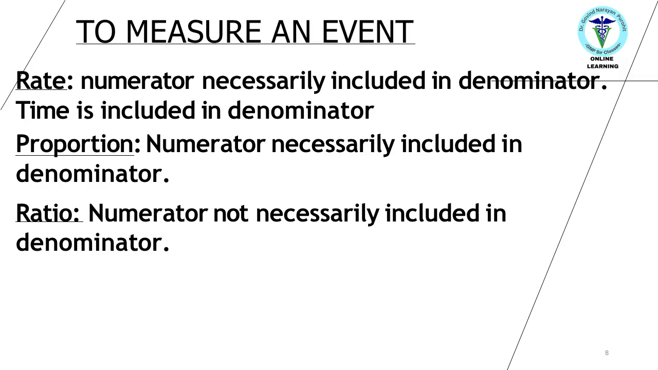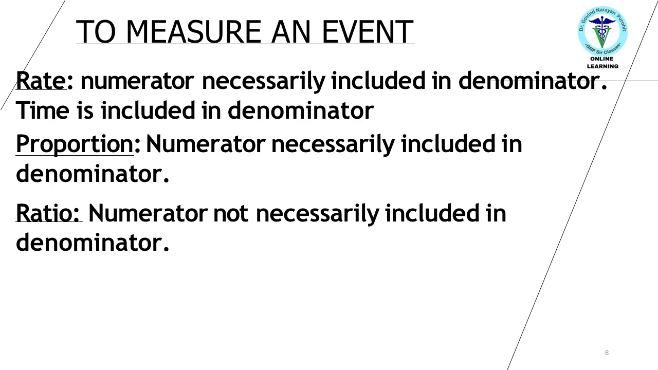This is a helpful breakdown of the differences between rate, proportion, and ratio. Let's summarize and clarify each term with examples. 1. Rate. Definition: measures how frequently an event occurs in a defined population over a specific period of time. Key features: numerator, number of events, e.g., number of deaths, number of disease cases; denominator, population at risk during a specific time period; time is explicitly included in the denominator, e.g., per year, per 100,000 people per month.